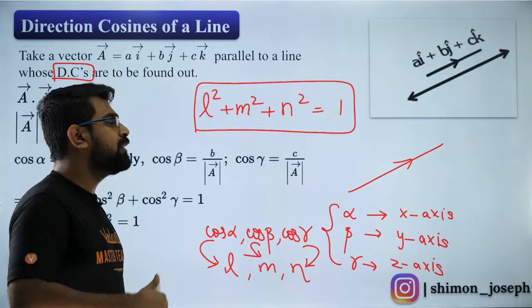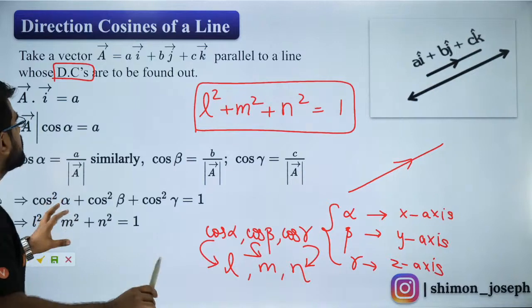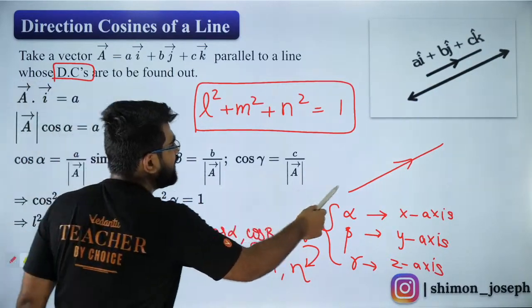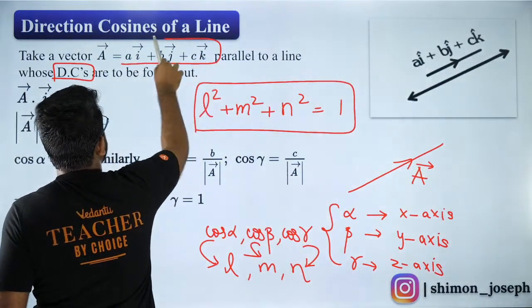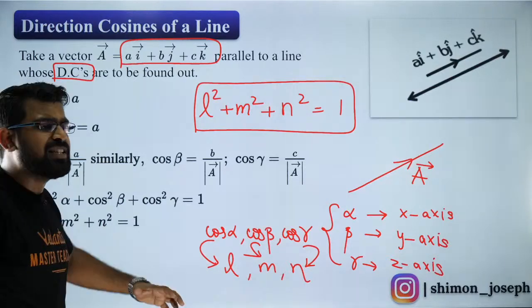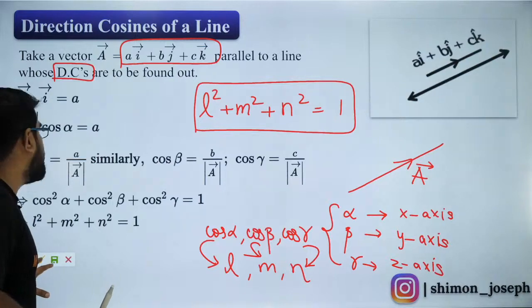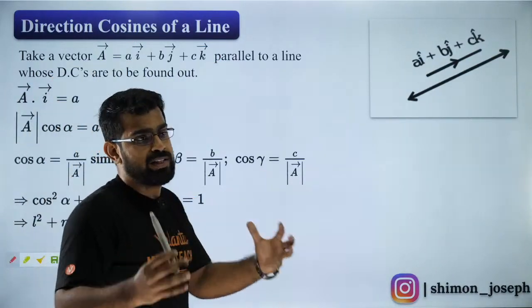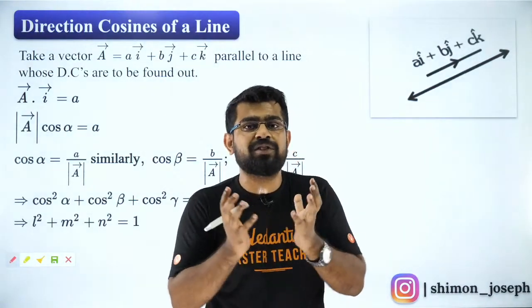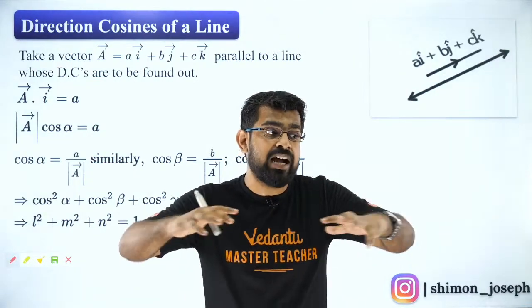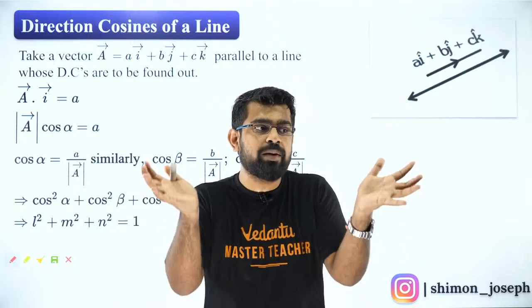Okay? Got it? Perfect. So now let me quickly recap what I told you. So you have a random vector A like this. Now that is given as A i cap plus B j cap plus C k cap. That is a random vector. Now I want to understand what is meant by direction cosines, because that forms the basis of this chapter. That is why I am starting off with that, and I want everybody to pay attention so that all of you are going to be at the same level and we can move forward.